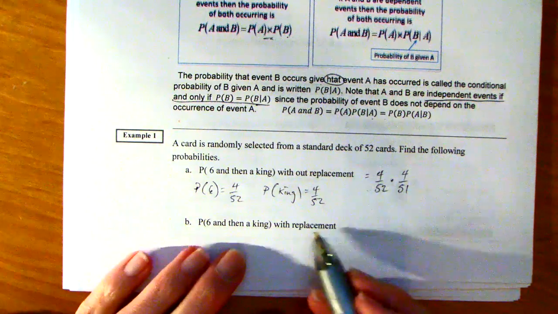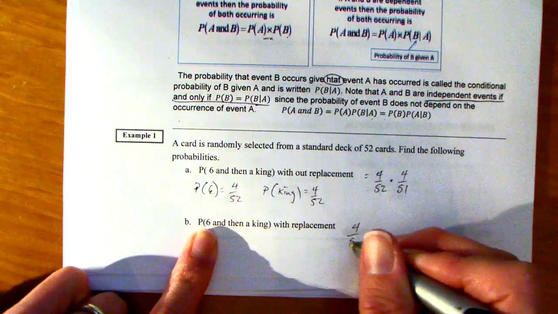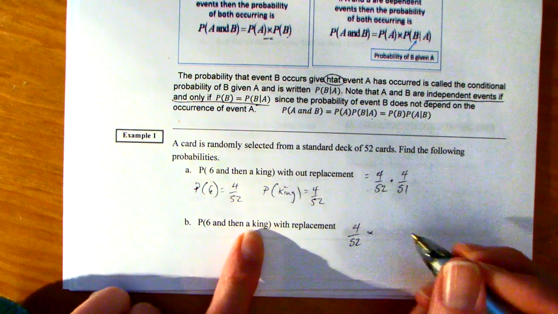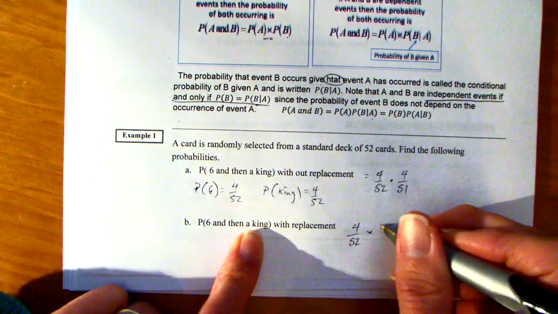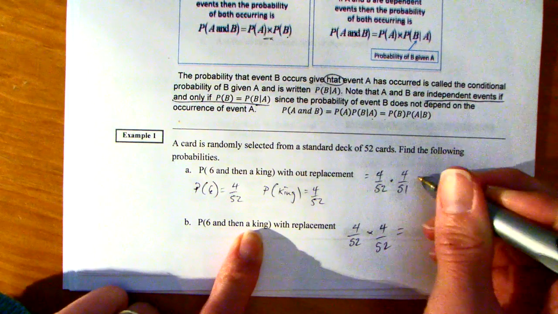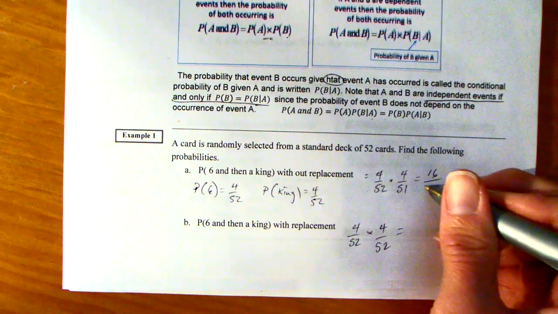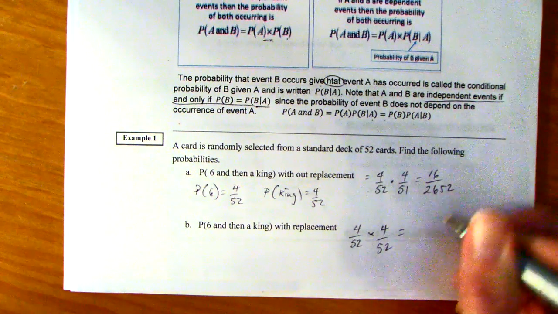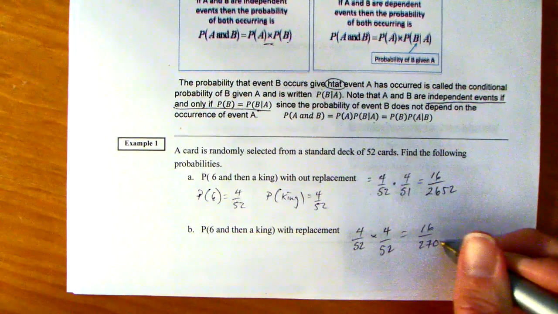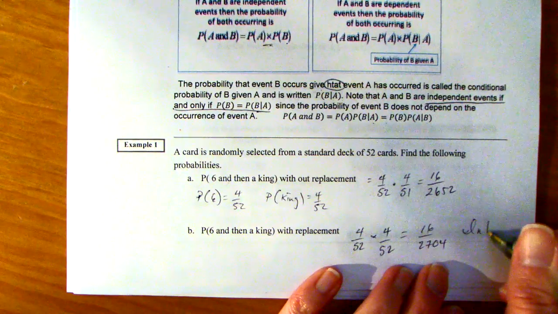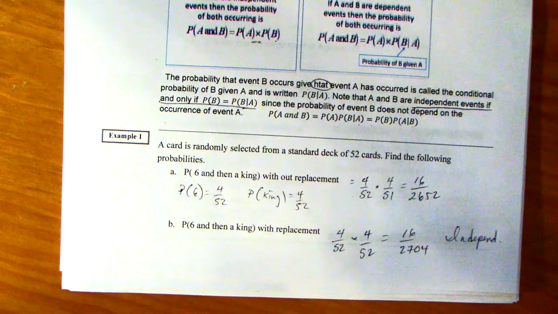But what happens with replacement? That means you put the card back. So what's the probability of getting a 6? 4 out of 52. And then the probability of a king, and you put that 6 back in the deck. So you now have 52 cards back in the deck. And you get your answers. This will be 16 out of 52 times 52, who knows what that reduces to? This will be 16 out of 2704. This one is independent. Okay? So that's the difference between the two.